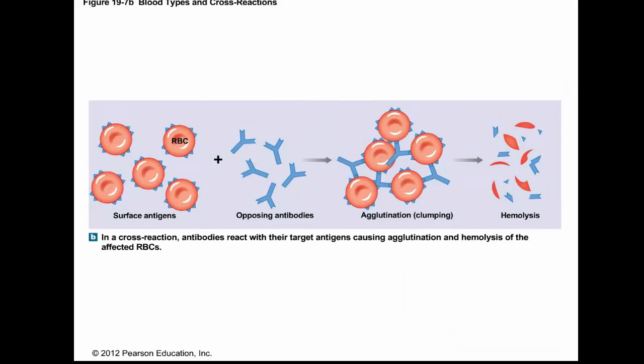So if this person has surface antigens on the red blood cell and the opposing antibodies, what will happen is that you have a reaction because the antibodies are present in the blood, the surface antigens have been introduced to the blood, it reacts, and it destroys the red blood cells.